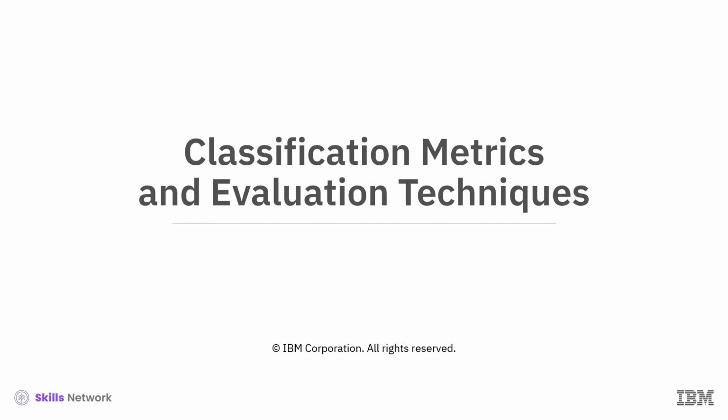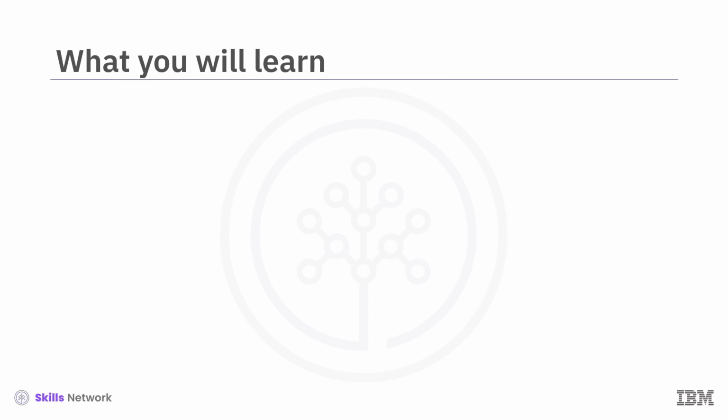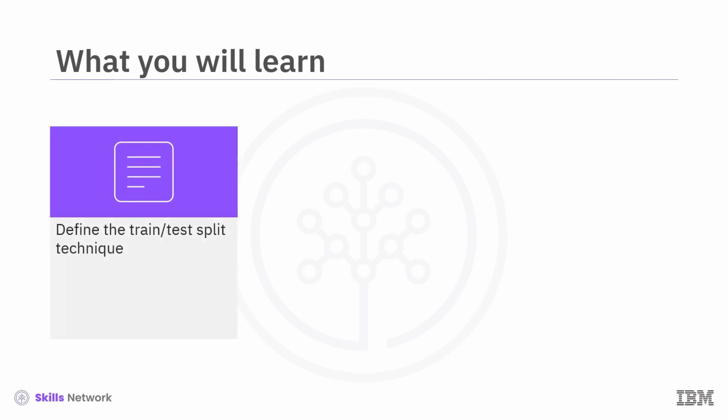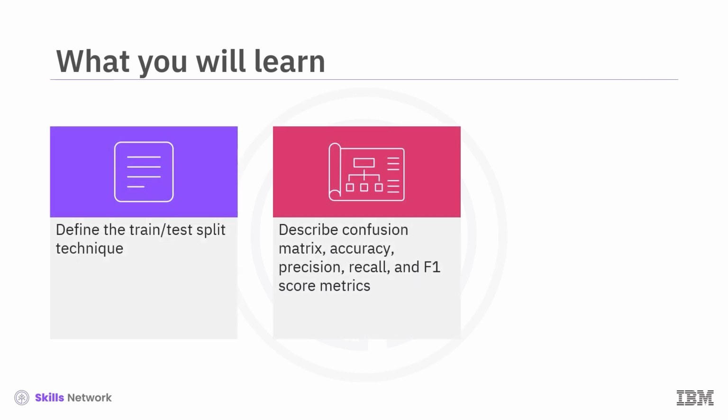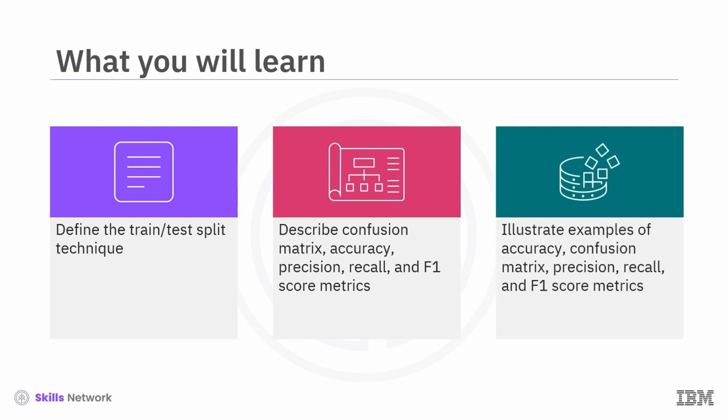Welcome to Classification Metrics and Evaluation Techniques. After watching this video, you will be able to define the train test split technique, describe confusion matrix, accuracy, precision, recall, and F1 score metrics, and illustrate examples of each.